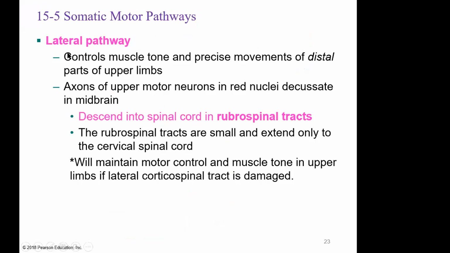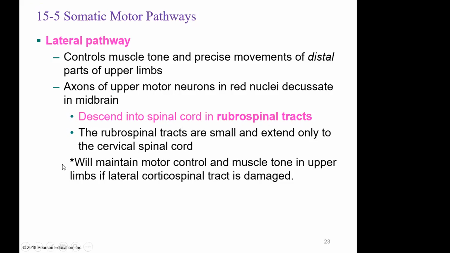Okay, for our pink lateral pathway, remember this is distal parts of the upper limb. So distal all the way to the very end, right? Towards the fingers, towards the toes. The axons of the upper motor neurons in the red nuclei decussate in the midbrain, and then descend into the spinal cord as the rubrospinal tract. So rubro, think about a ruby. Ruby is red. So rubrospinal tracts come from the red nuclei. And again, only to the cervical spinal cord.